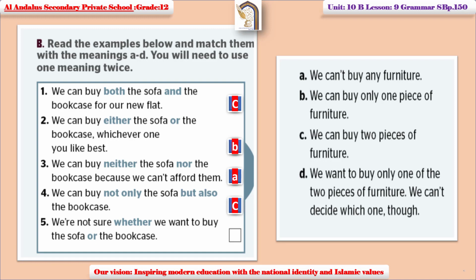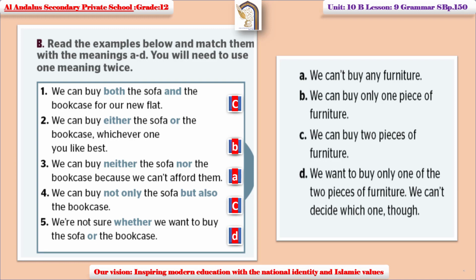And finally, sentence number 5. We are not sure whether we want to buy the sofa or the bookcase. Wonderful. This is D. We want to buy only one of the 2 pieces of furniture. We can't decide which one, though.